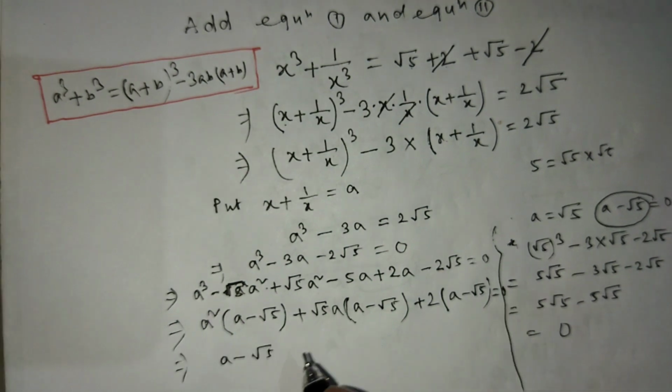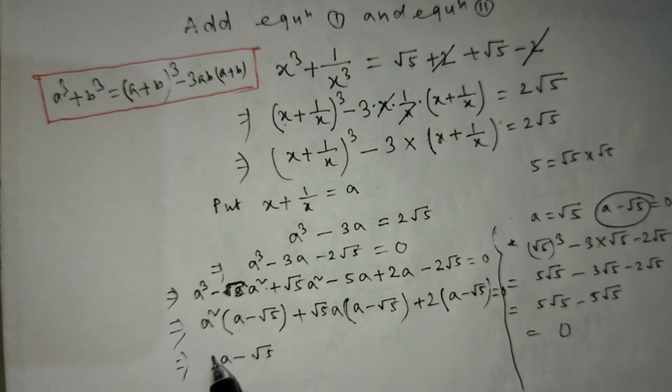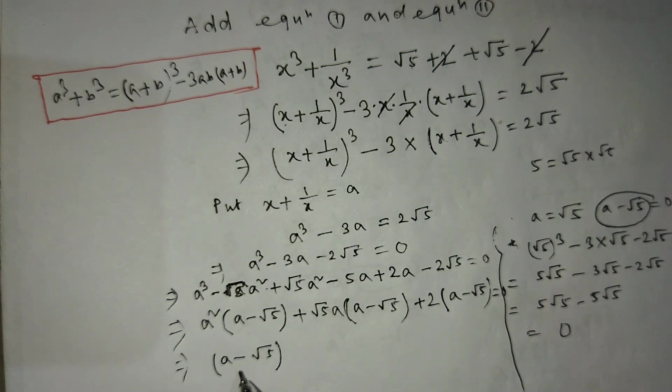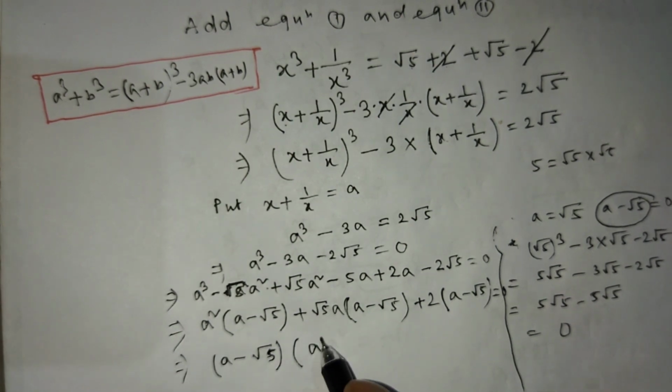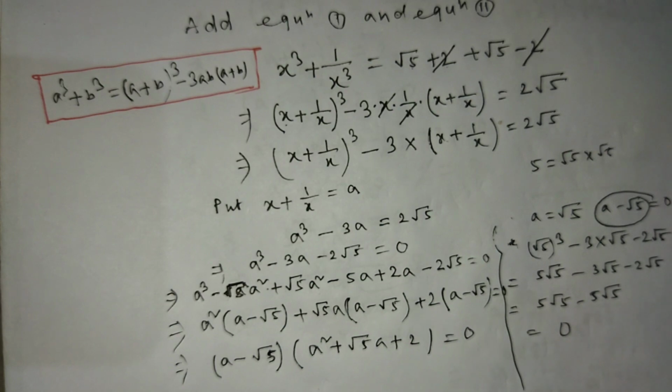Okay student. So student, in 3 terms a minus root 5 is available. So that's why we have to take common a minus root 5 from these 3 terms. Okay. So we have to write a minus root 5 into, inside we have to write bracket, and inside this bracket we have to write a square plus root 5a plus 2 is equal to 0. Okay student.